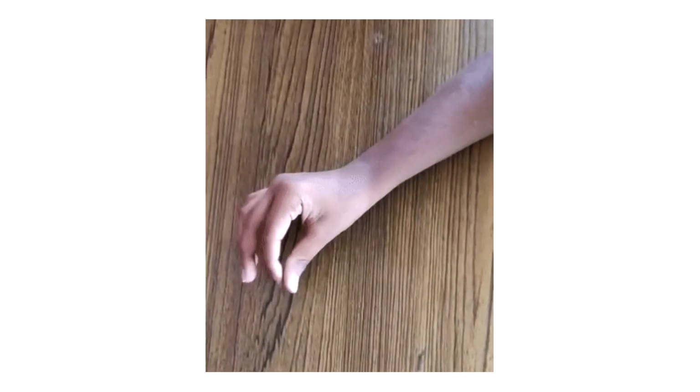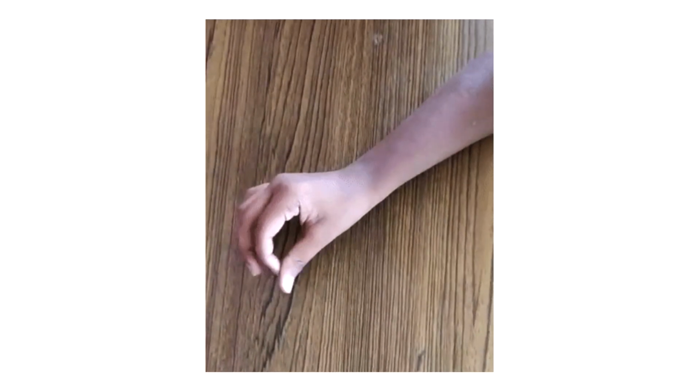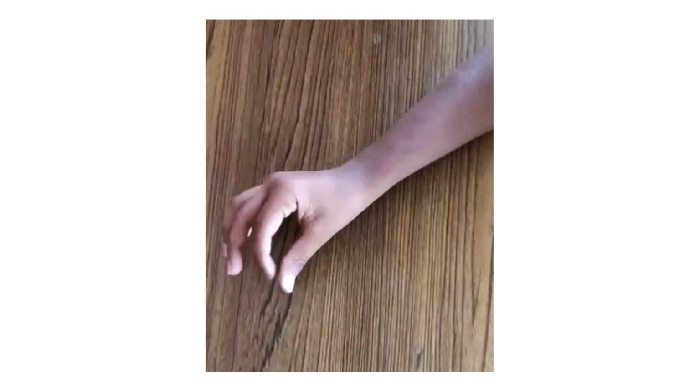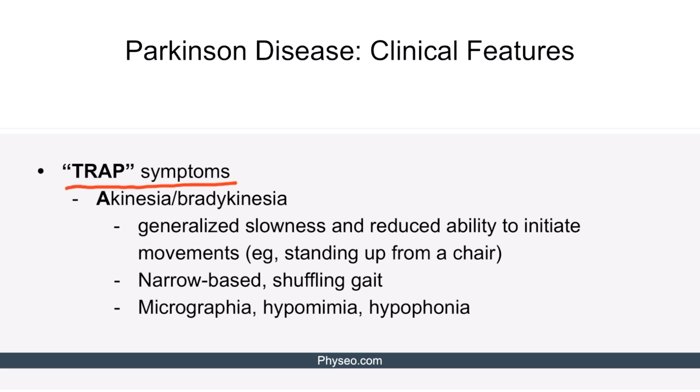Also, here is how the pill rolling tremor of Parkinson's disease looks like. Please keep in mind that it is most evident during rest. Let's continue the TRAP symptoms. A stands for akinesia or bradykinesia.